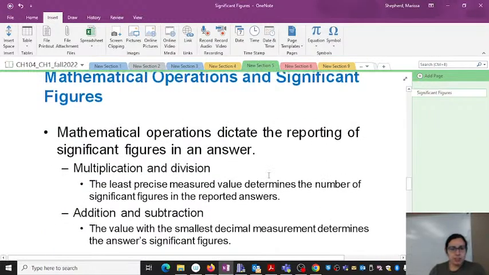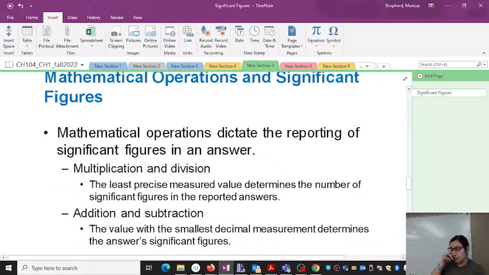So this is the quick summary, and then we'll do a review. With multiplication and division, I think they're the easier ones to handle. It is the least precise measured value that determines the number of sig figs in the reported answer. You look at your 2 numbers, see which one has the least sig figs, do the math, and then you report to the one with the least number.